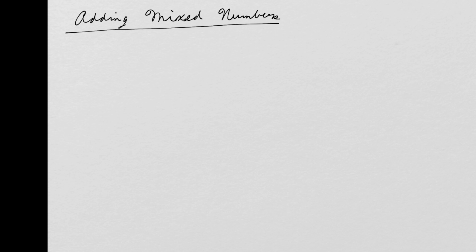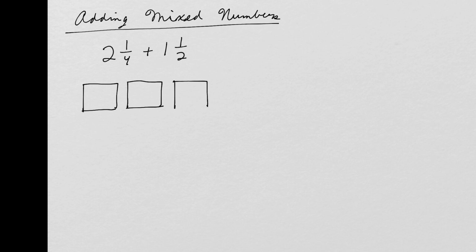So let's say I want to add, let me just do this as a picture first. Let's say I want to add 2 1/4 plus 1 1/2. As a picture, I'm going to draw 3 rectangles here. And then I'm going to shade in this whole thing, and then just this one piece out of 4. So this picture represents 2 1/4.